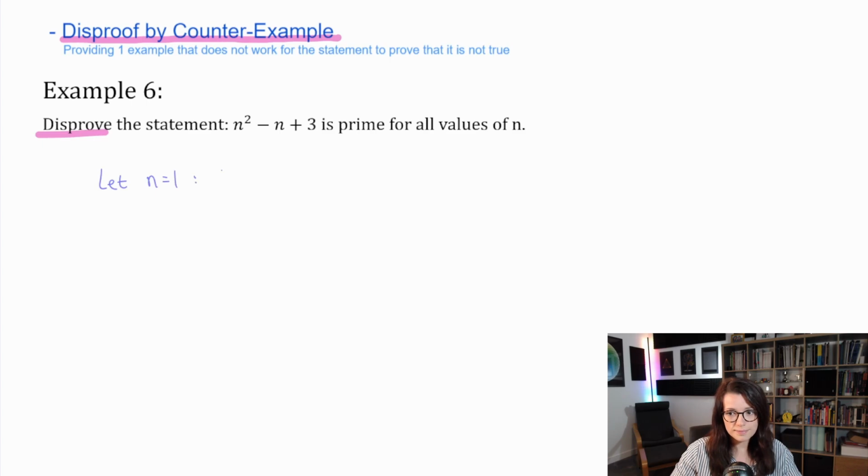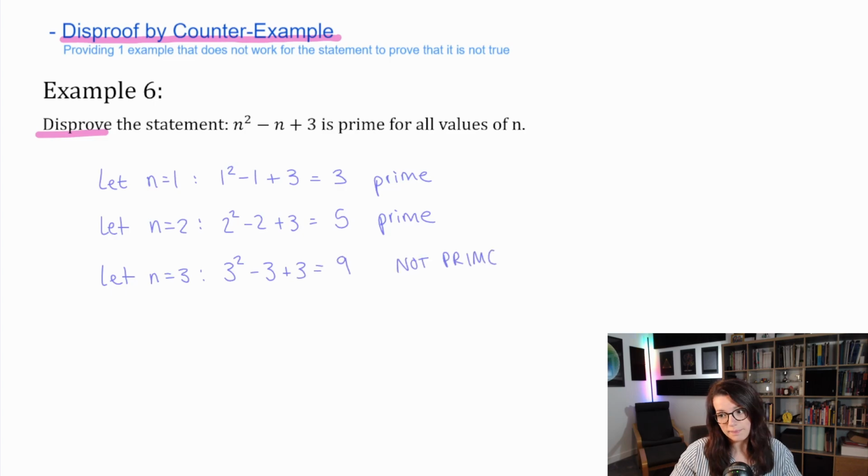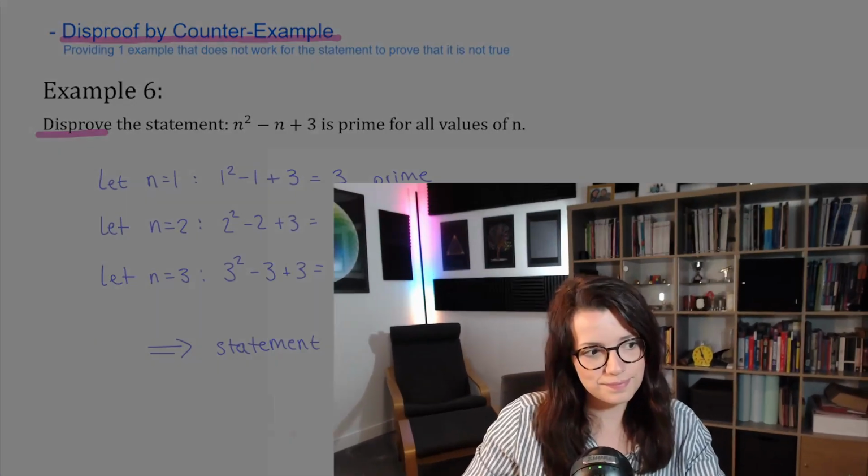Let's say n is 1. Sub that in, see what you get. That gives 3, which unfortunately is prime. So it means we need to look for another example. Let n equal 2, 5, prime. n equals 3, 9, not prime. And there is our one counterexample. Therefore, the statement is disproved.